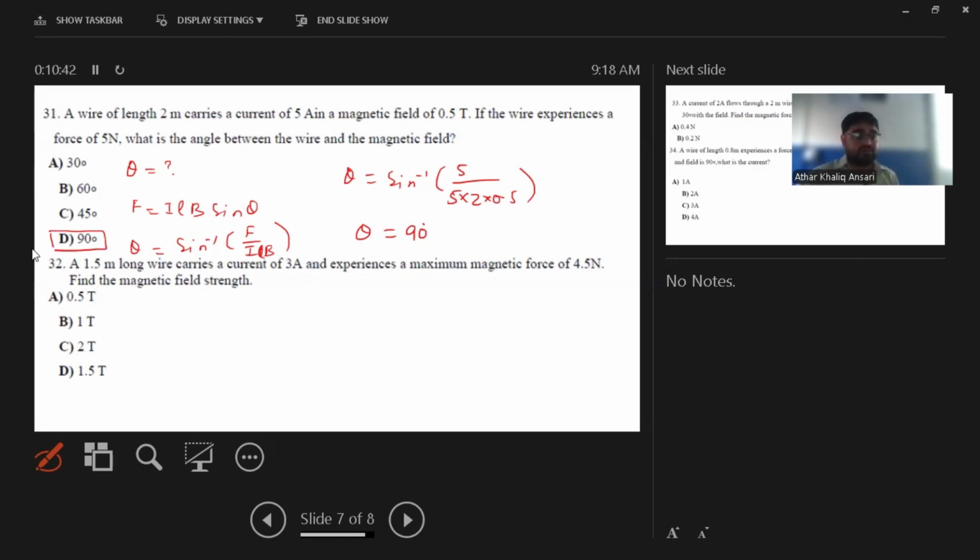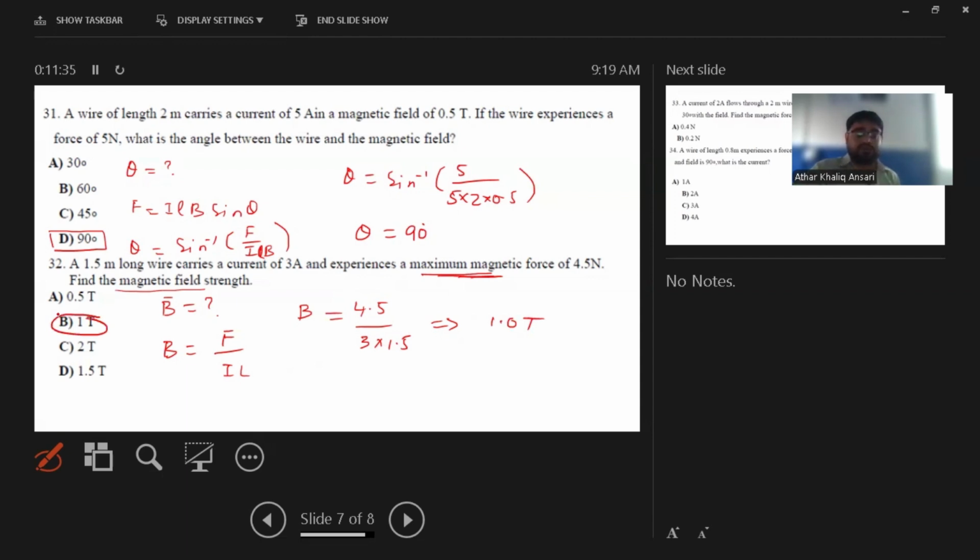Okay, next one. In this one, you are going to find B. The question is to find B because you can see the answer is in Tesla. They are saying magnetic field strength. So B is equal to F over what? It would be IL. They are saying maximum magnetic force, so it means no need for sine for this one. So when you are having max, you don't need it. Okay. Now magnetic field strength B is equal to F, how much? 4.5 over 3 times 1.5. So 4.5 over 4.5, which is 1.0 Tesla. So that is this one.